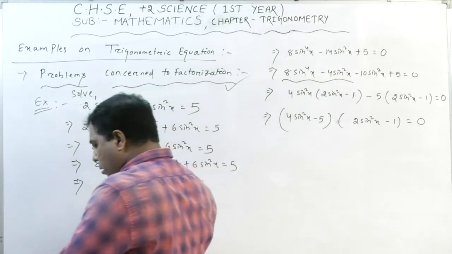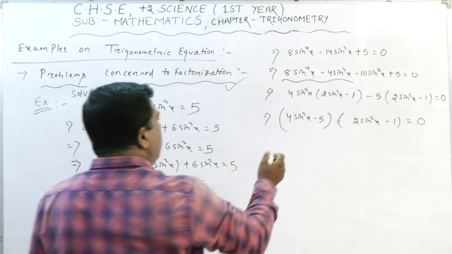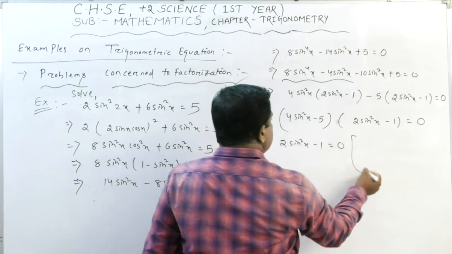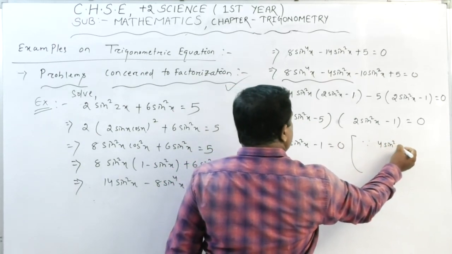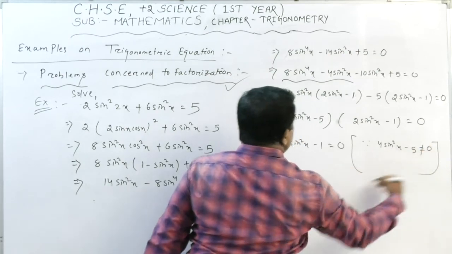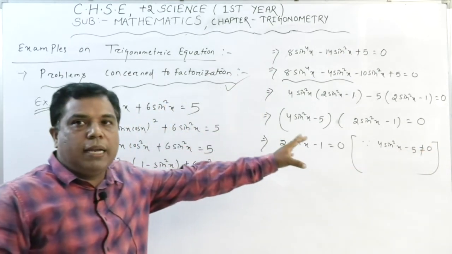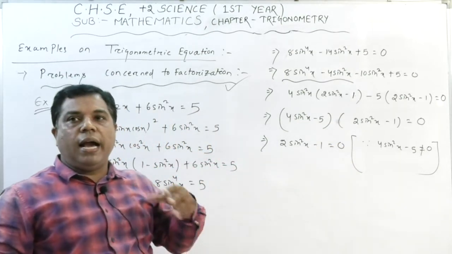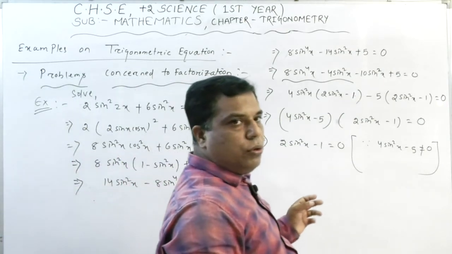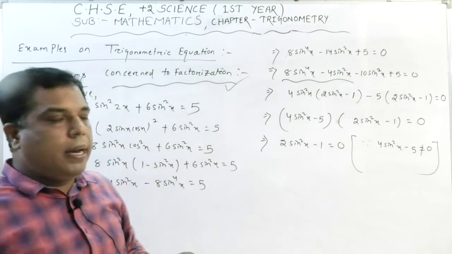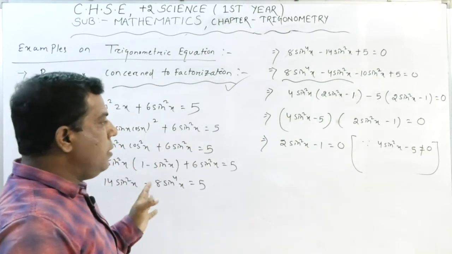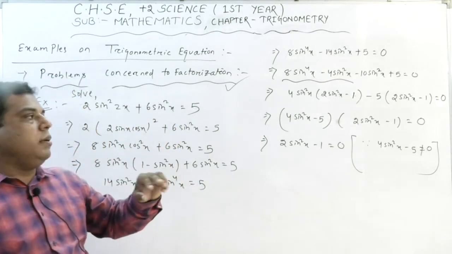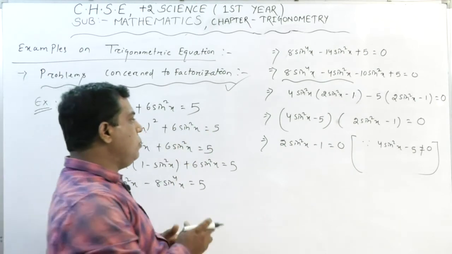Okay. But that implies 2 sin square x minus 1 equal to 0, since 4 sin square x minus 5 is not equal to 0. Why? Because if 4 sin square x minus 5 is 0, then sin square x should be 5 on 4, which is very much higher than its range. It is in between 0 to 1. It can't be 5 by 4. As sin square x is in between 0 to 1, it can't be 5 on 4. So this one is not 0.